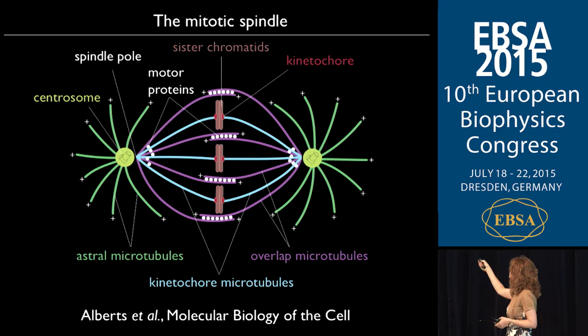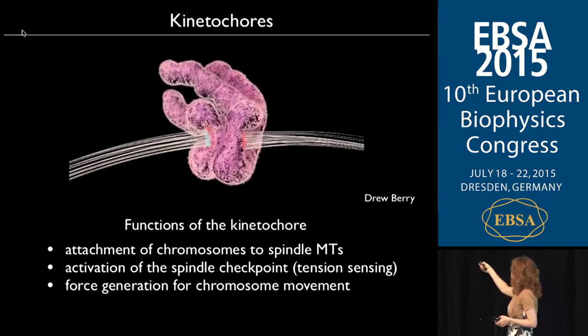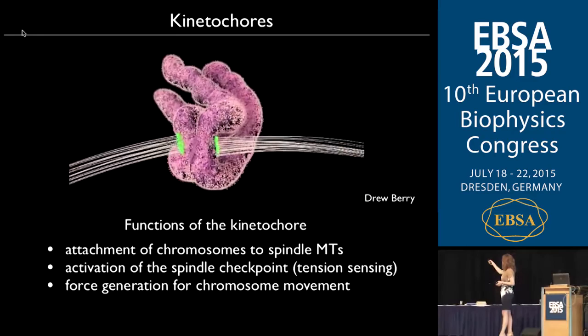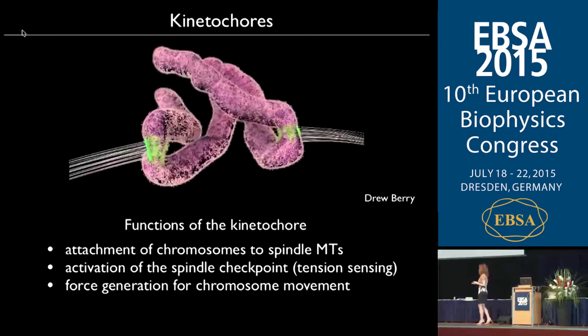And the third group are kinetochore microtubules, which grow from the spindle pole or somewhere in this region and end at the kinetochore. And the kinetochore is a protein complex on the chromosome, and it serves several functions. First of all, it serves as an attachment point of the chromosomes to the spindle microtubule. Then, it's a hub for the spindle checkpoint.